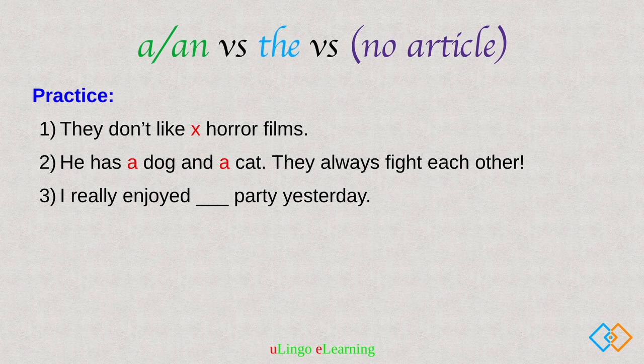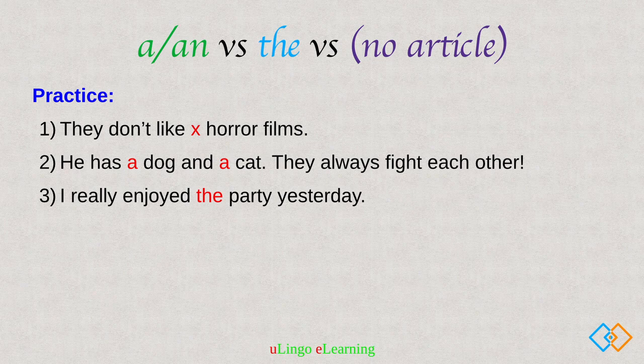Sentence 3. I really enjoyed the party yesterday. The answer is, I really enjoyed the party yesterday. The speaker here wants to refer to the specific party she went to yesterday. That's why she used the article, the party.